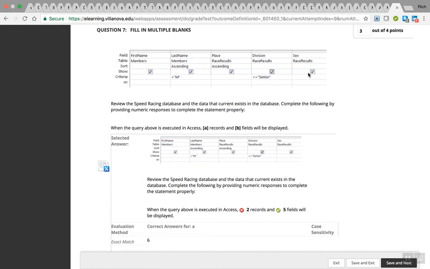Now this is probably a little bit trickier, because if you look at the members table and you look at the race results table, where those things are actually joined is on the member ID. So there's a member ID, there's a member ID. Let's actually look at this again.